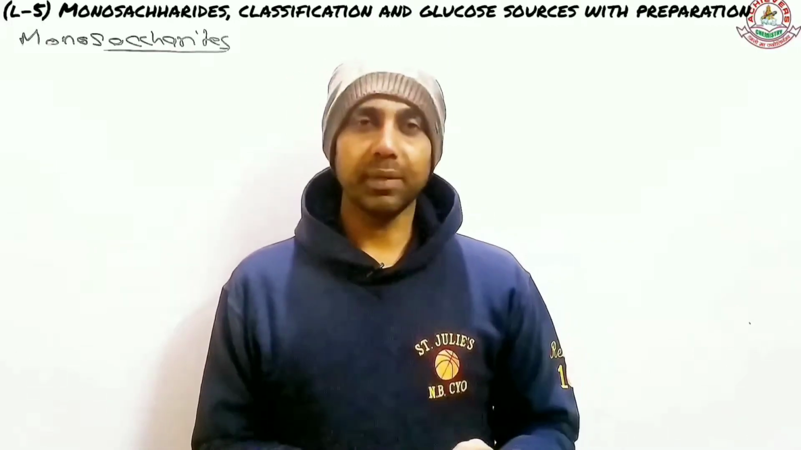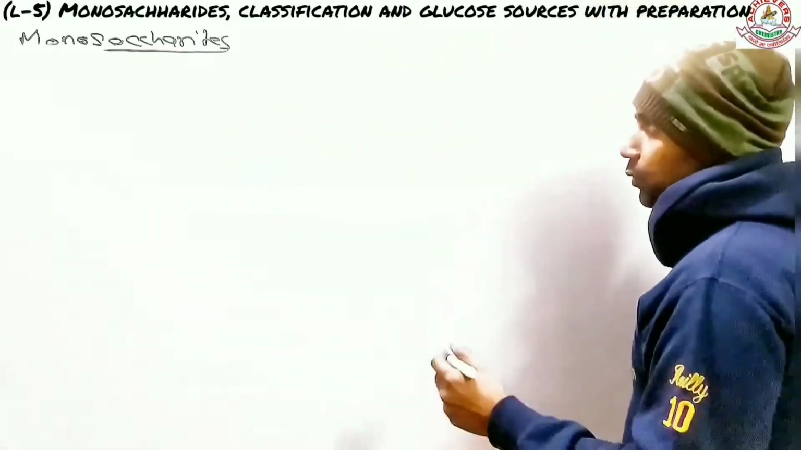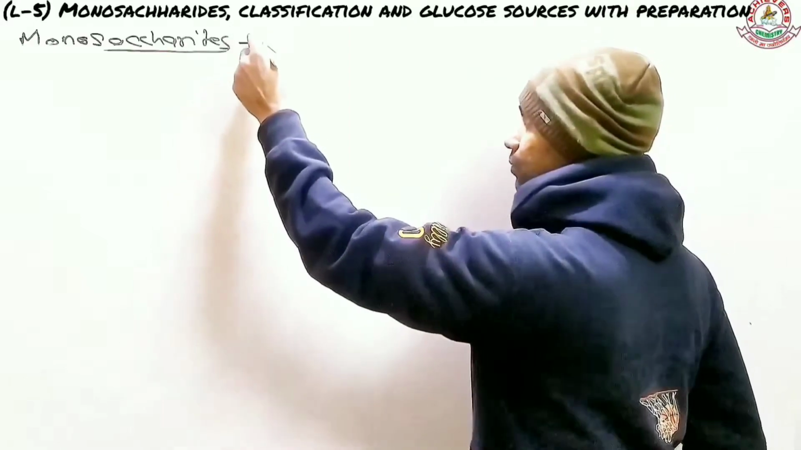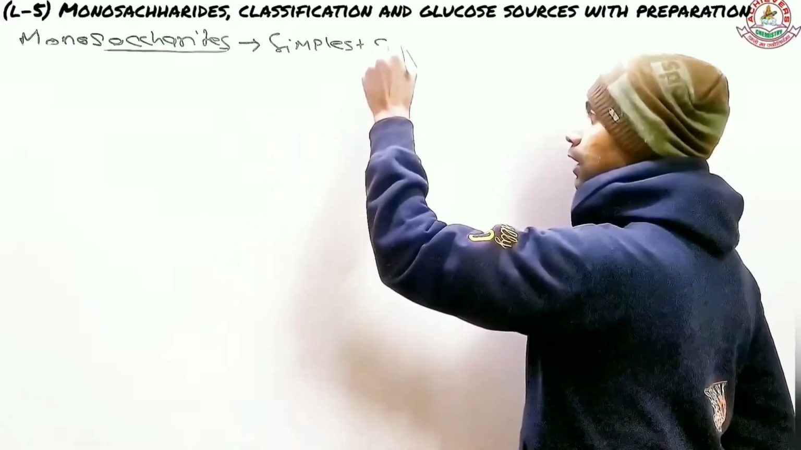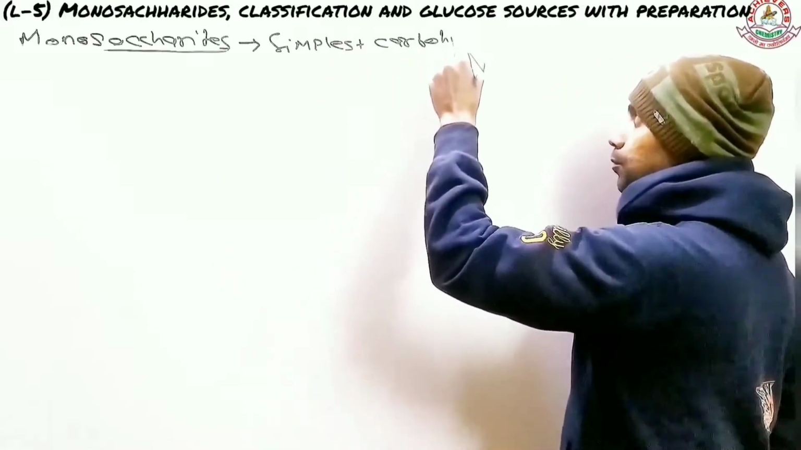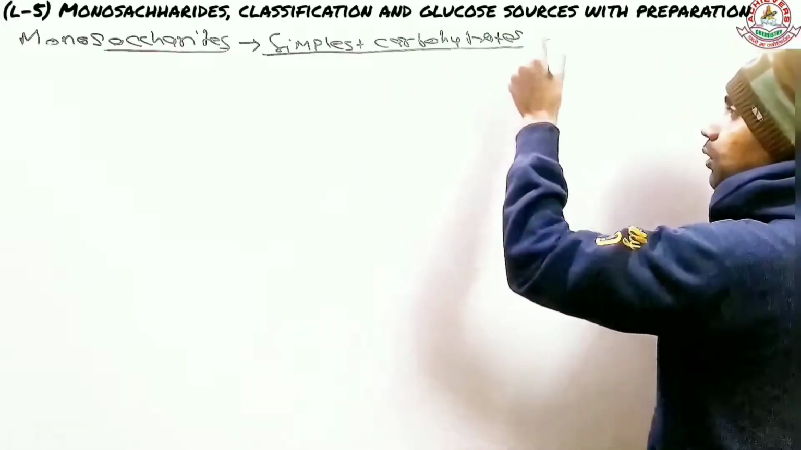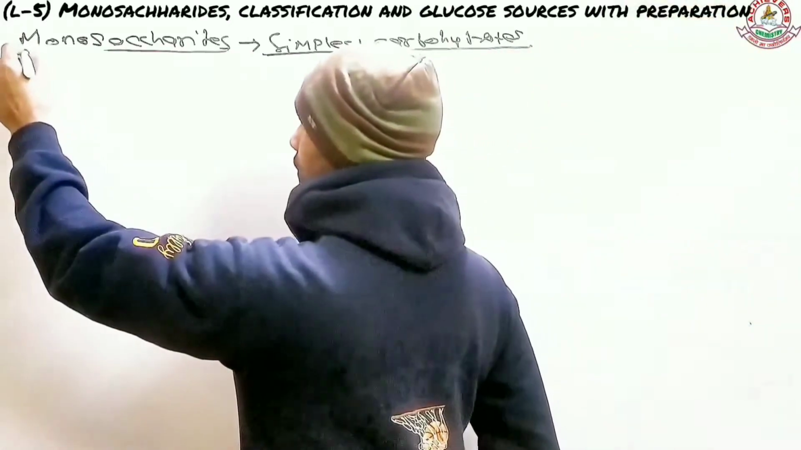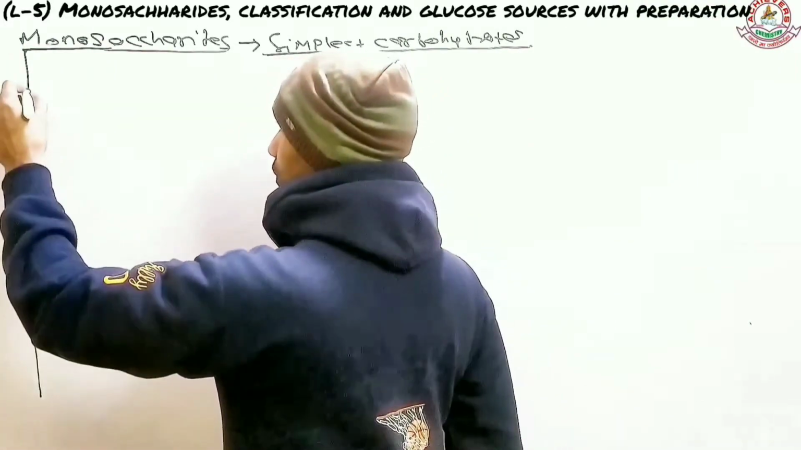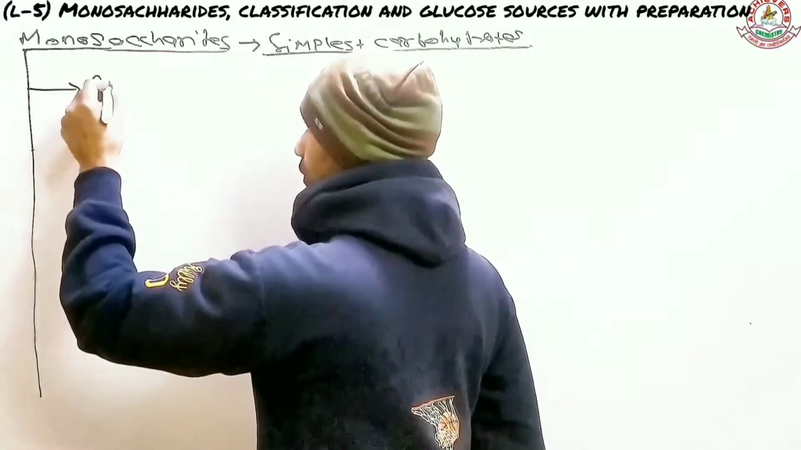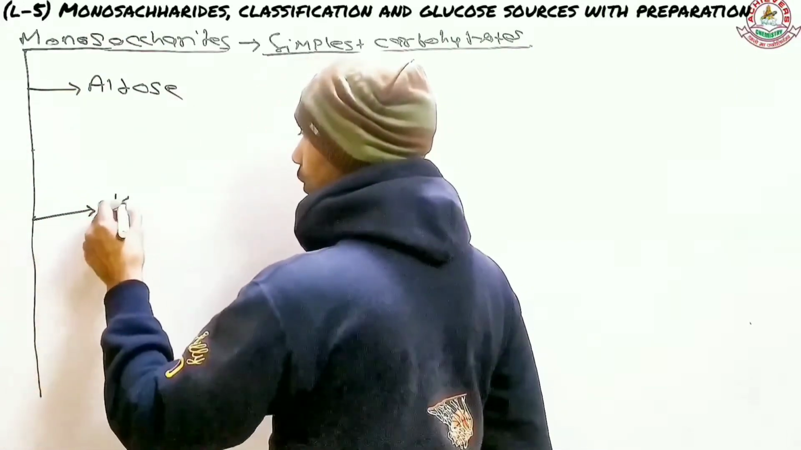But monosaccharide is the topic, and then I will talk to you about glucose. So I have mentioned monosaccharide here, and I'm going to write a little bit about what monosaccharides are. These are the simplest carbohydrates. Now I'm going to classify them. It has basically two types. The first one is called aldose, while the second one is called ketose.